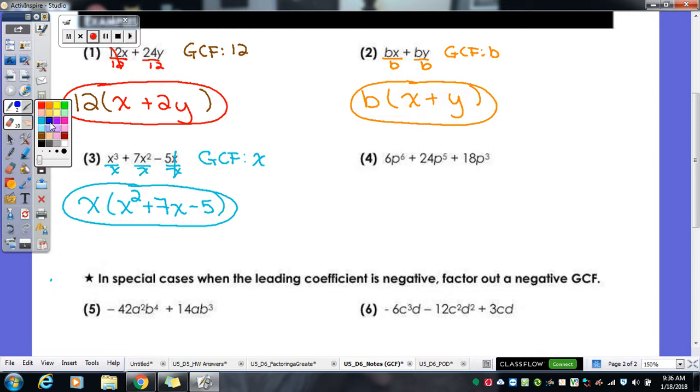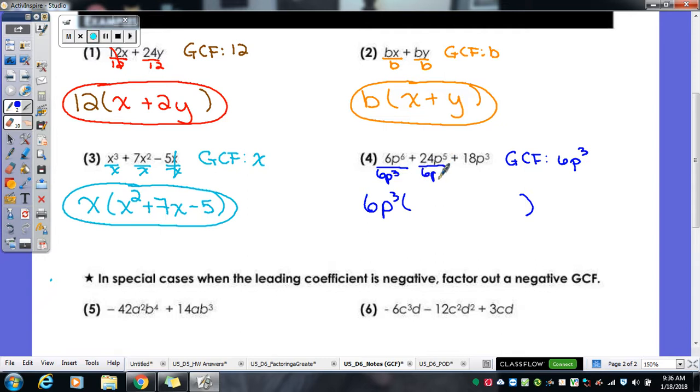So in number 4, let's take a look at that one. What number goes into all three of those terms? 6. And for the p, what's the lowest exponent on our p? So it's going to be p to the third. So I set up my parentheses with my 6p to the third out in front. And I set up to divide each term by my 6p to the third.